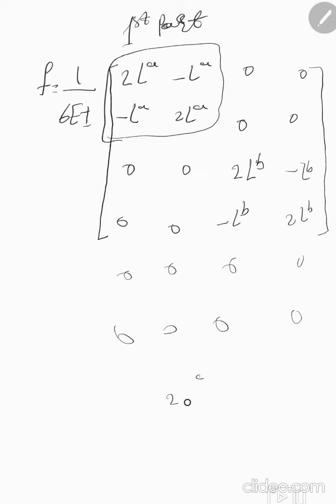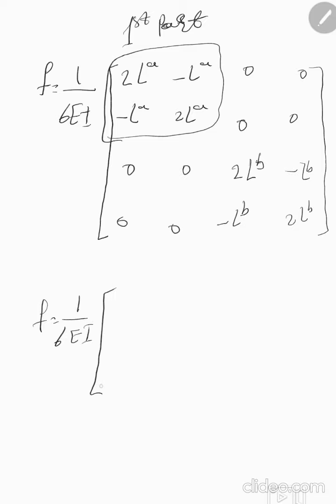So from this note we can calculate the value of small f and substitute your values. So let me solve it for you. Small f equals 1 over 6EI. Here 6 because the length is 3. Minus 3, minus 3, 6, 0, 0, 0, 0, 0, 0, 0, 0.